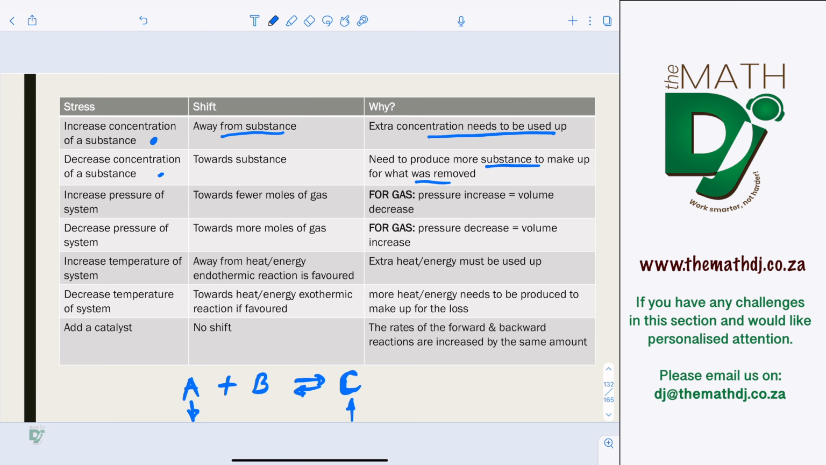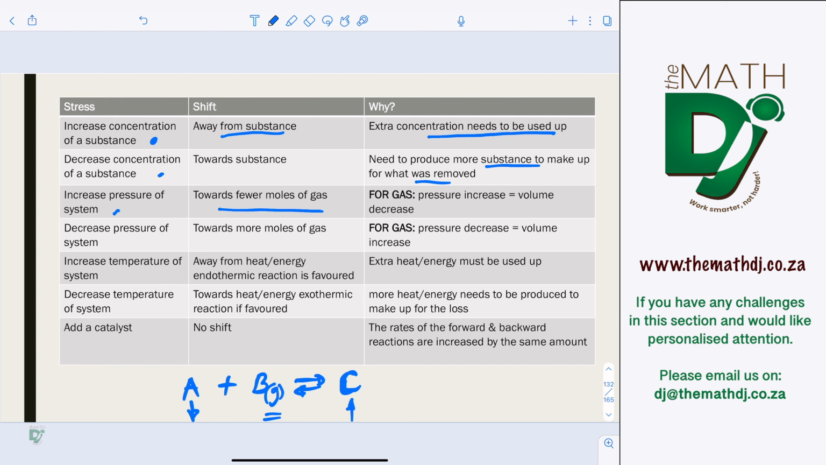If you increase pressure, let's say B is a gas. Pressure mainly affects gases. So in order to relieve the pressure, the system will reduce the substance that is a gas in order to reduce the volume. So if you increase the pressure, the forward reaction will be favored in order to reduce B. So an increase of pressure shifts the system towards fewer moles of gas. It will favor the side of the reaction where there are fewer moles of gas.